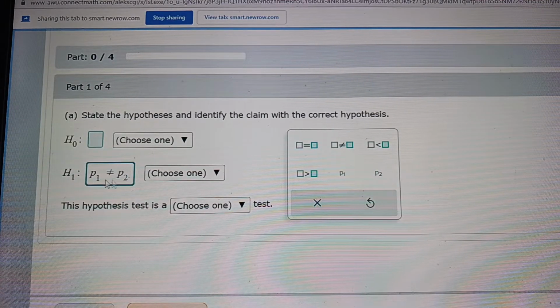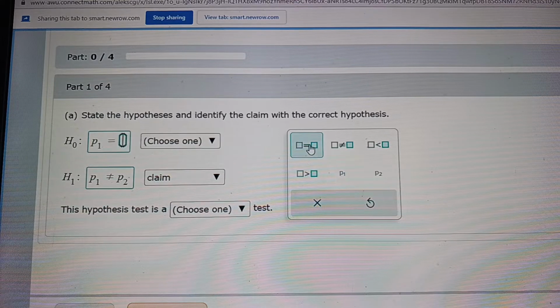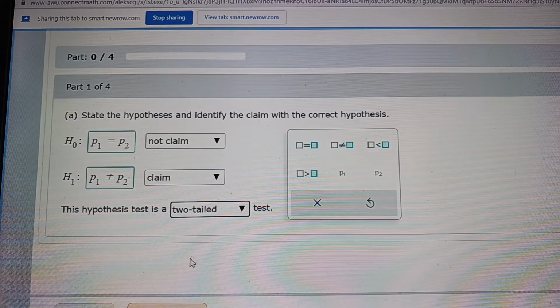But it's p's, not mu's. p1 is not equal to p2. That's the claim. So we want to see if one airline's better than the other by doing that. The null just says, no, it doesn't matter which airline you pick. They're both equally good or equally bad if you want to have a negative point of view. So you're going to be stuck waiting for your flight with either one of them equally. This is a two-tailed test.